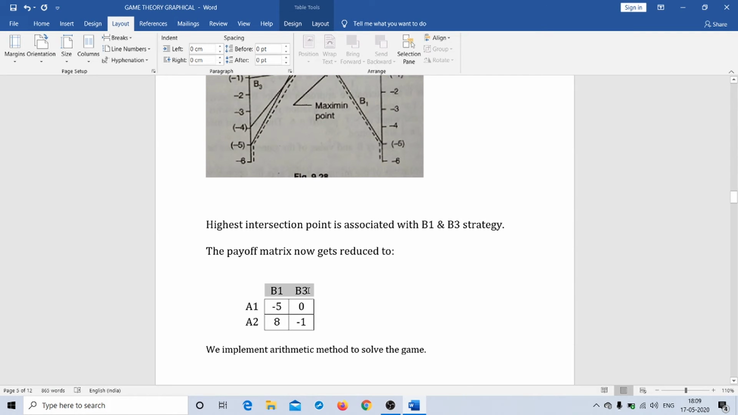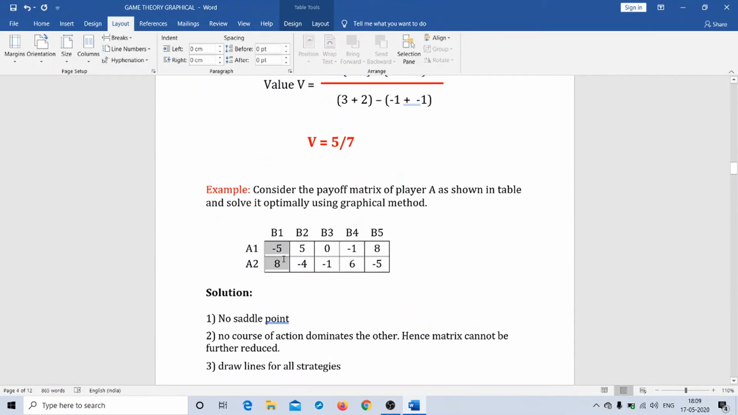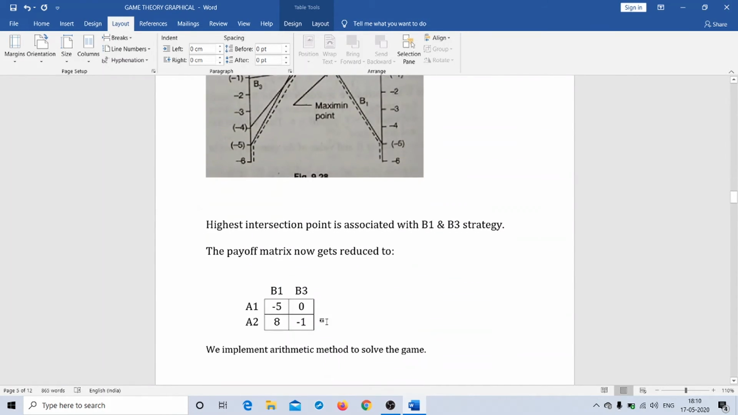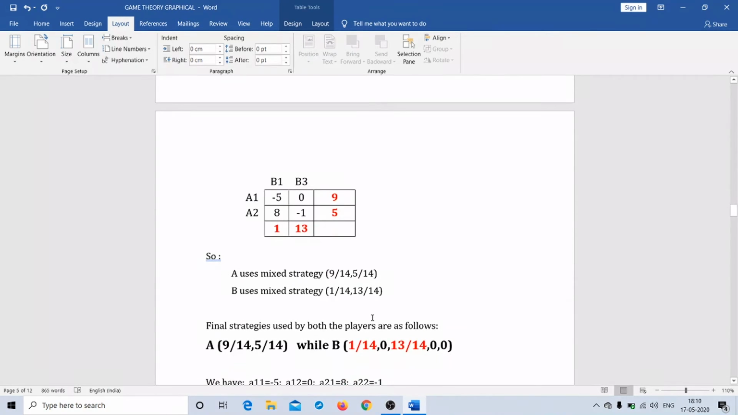So this is B1 and B3 strategy with respect to your original payoff matrix. So this is B1 and this is B3. So -5, 0, 8, -1. Okay, so that is the payoff matrix. And as usual, we implement the arithmetic method to solve the game. So this is the strategy used by player A, 9 by 14 and 5 by 14. And player B uses strategy 1 by 14 for B1 and 13 by 14 for B3.